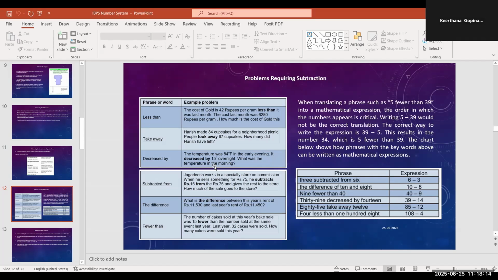So the problem says gold price has decreased by 42 rupees this month. Last month it was 6280. It has decreased by 42, which means it is reduced by 42. Now what is the price of gold? That is what they are asking. So we should subtract 42 from 6,280, right? 6280 minus 42. So what is the value?